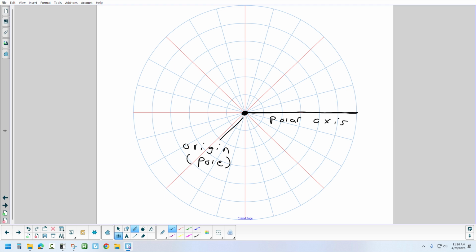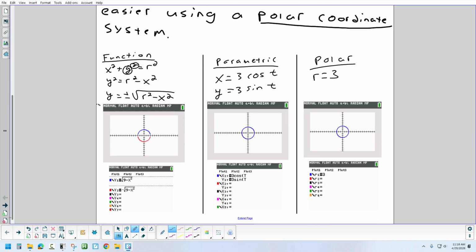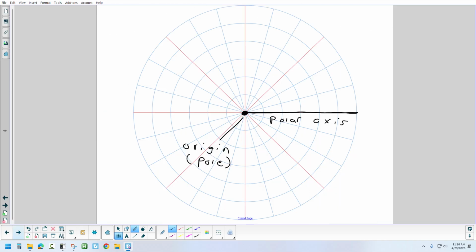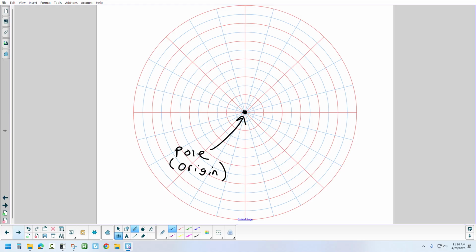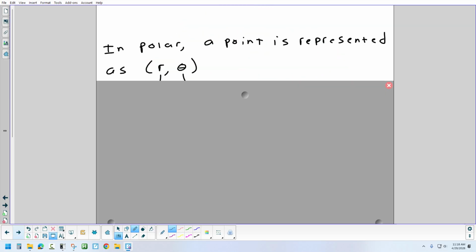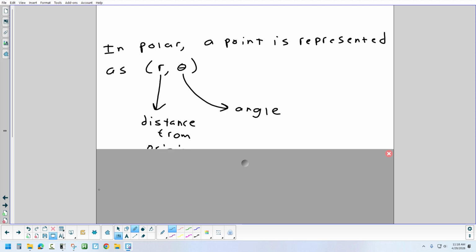Now, when we do a coordinate on an XY graph, how many numbers are part of the coordinate? Two. We have two numbers, a number for X, a number for Y. When we start writing coordinates in polar, they are also going to have two numbers. But we're not going to call the two numbers X and Y. We're going to call the two numbers R and theta.